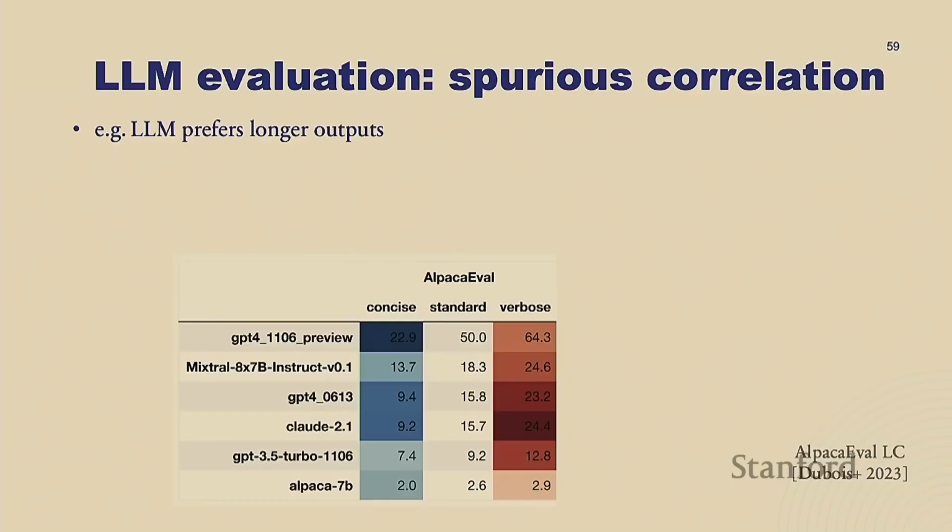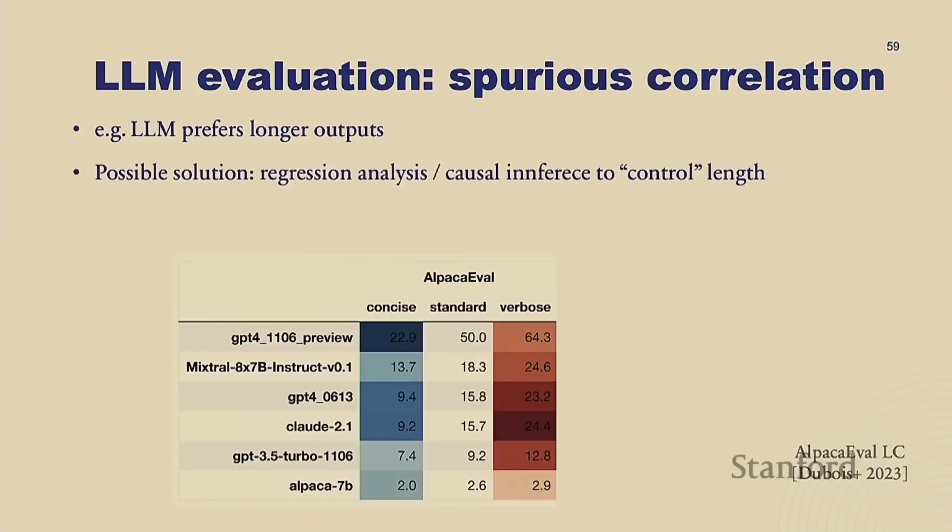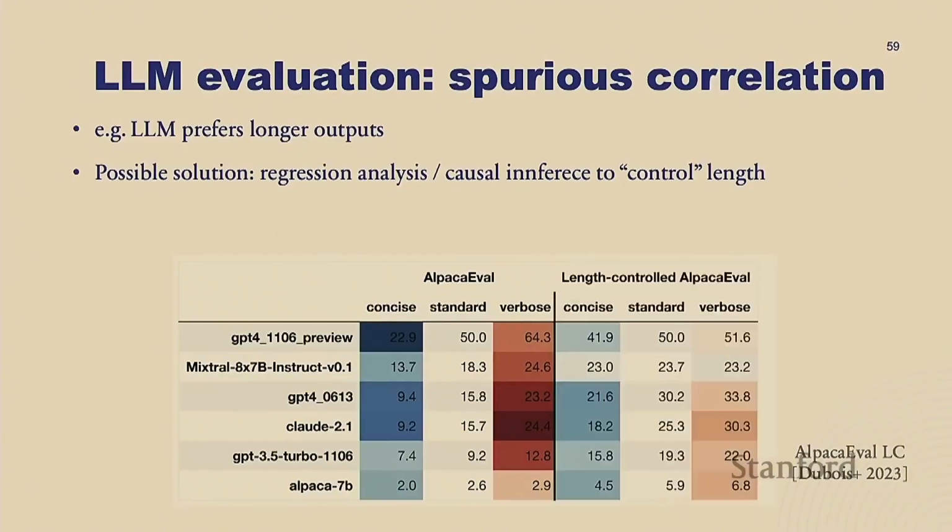That's very annoying. So one possible solution, which is what we did, is to use some regression analysis. I'm not going to go into details, but basically we use causal inference tools to control for length. And right now, length matters much less. If you ask it to be verbose, you still get some gains, but much less.